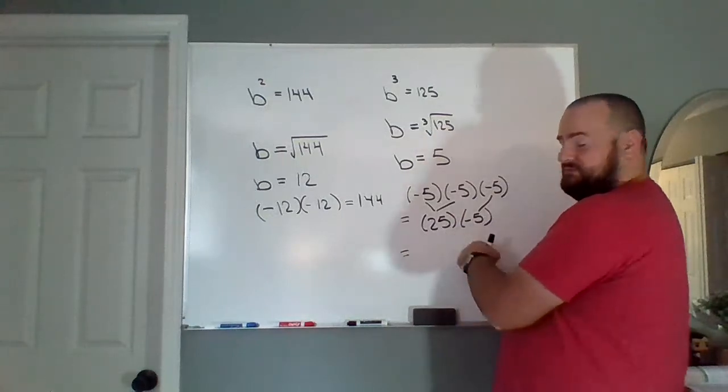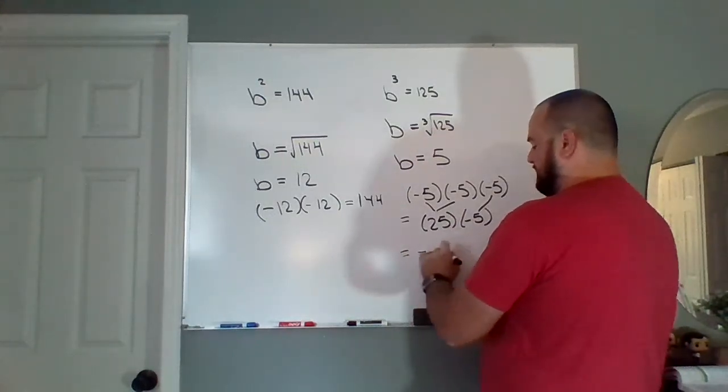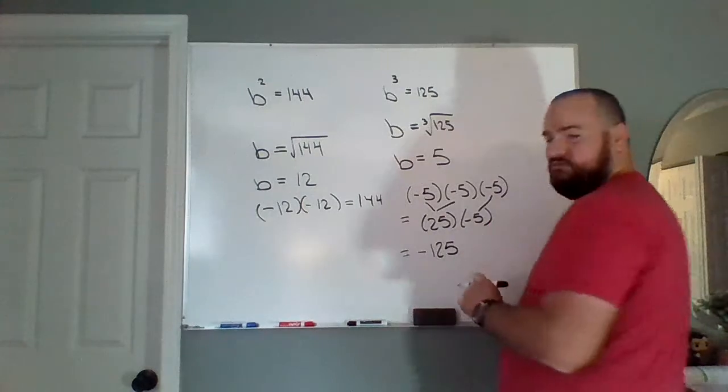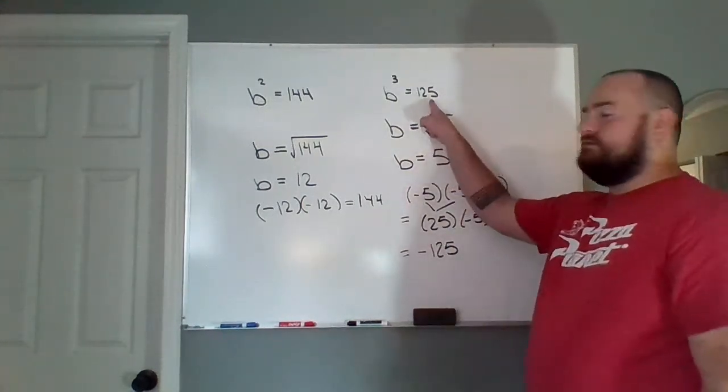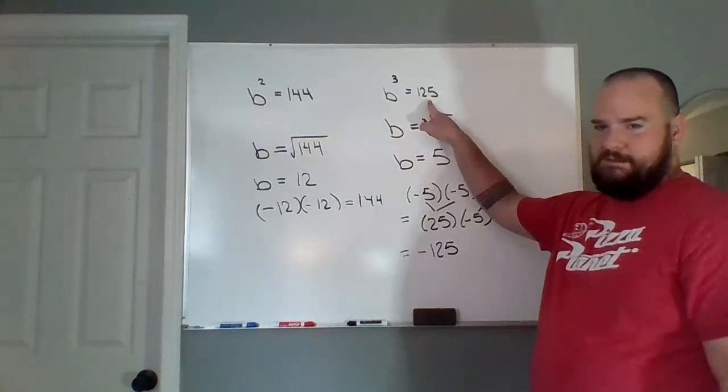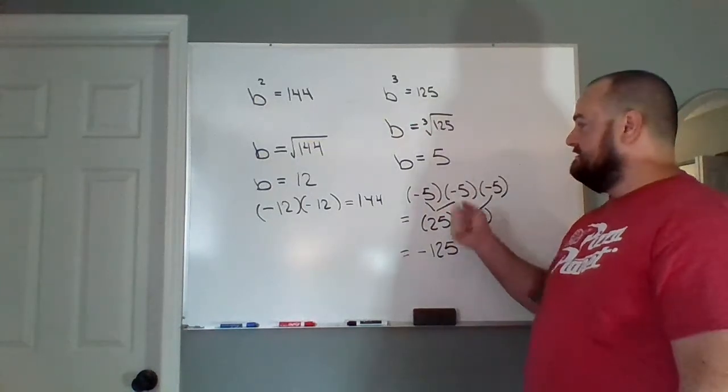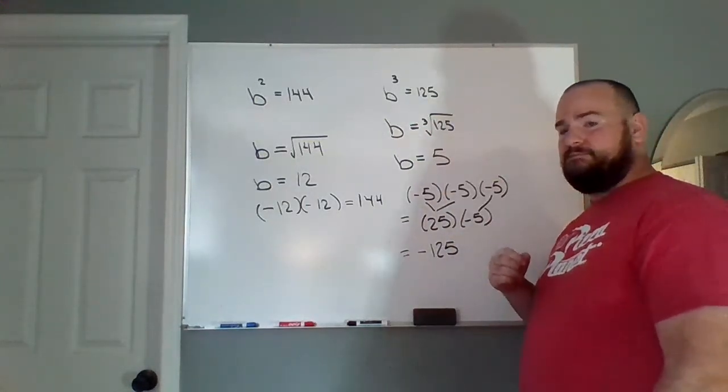So this is a positive times a negative. That becomes a negative number. 25 times 5, that's 125. Is negative 125 the same as 125? No. And so because of that, this is our only answer.